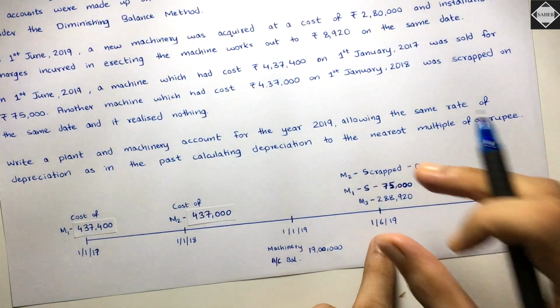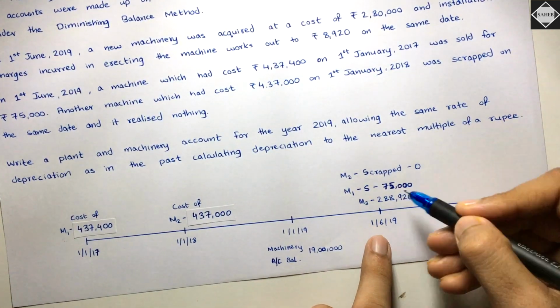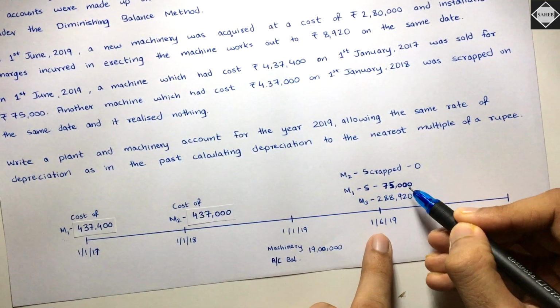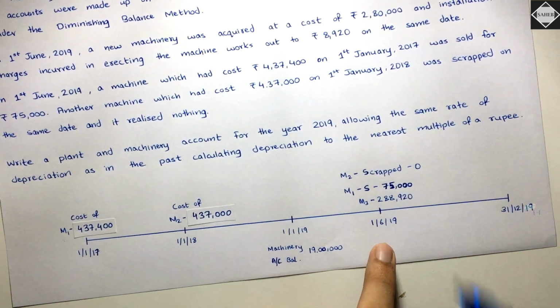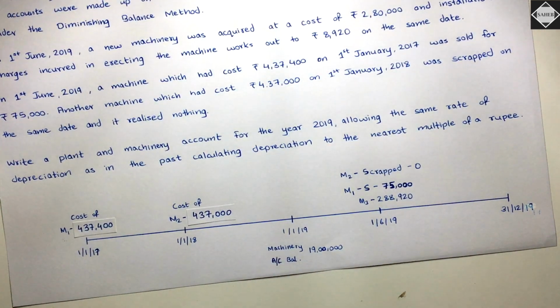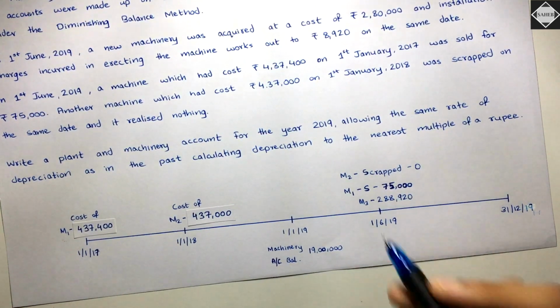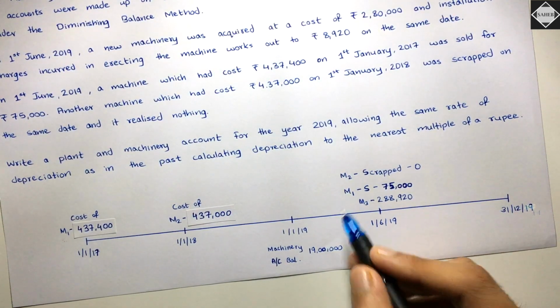WDV on the date of sale. Compare that with the 75,000, the sale proceeds. You will know how much is profit or loss. Is that clear? That is what you have to do. Simple and straightforward. It looks a little bit confusing, but it's really simple. Fine. So that's all regarding the M1. Fine. And then what else?